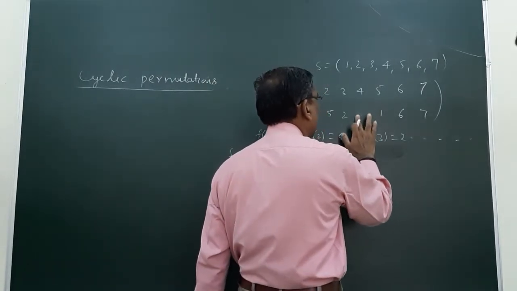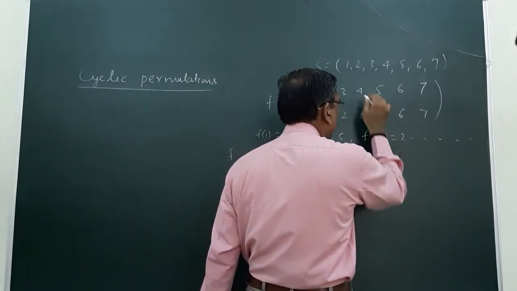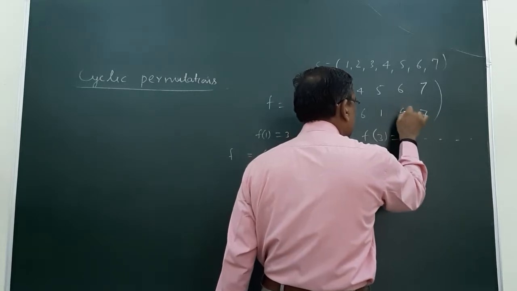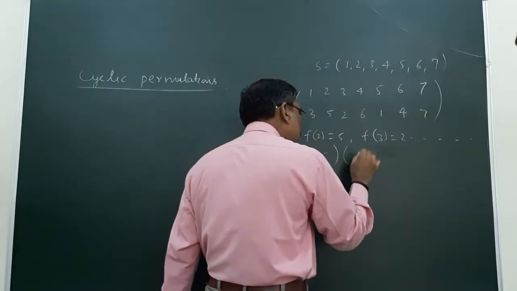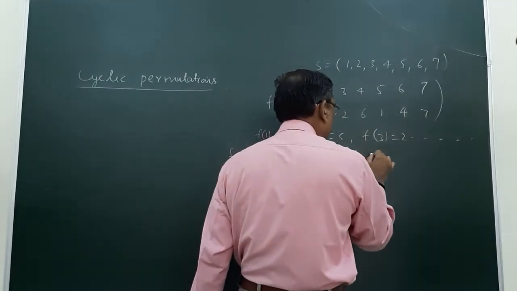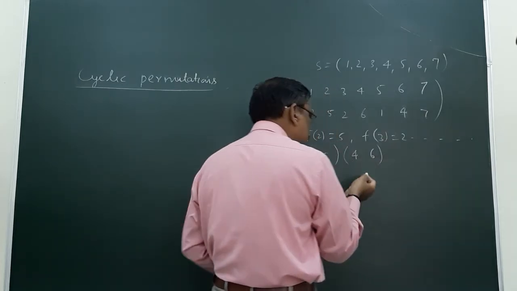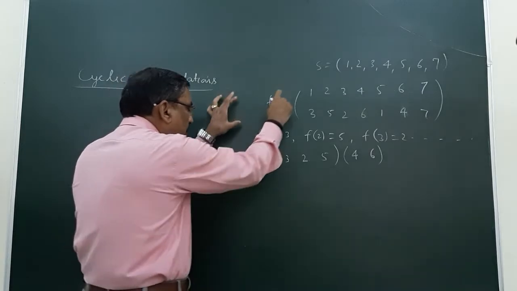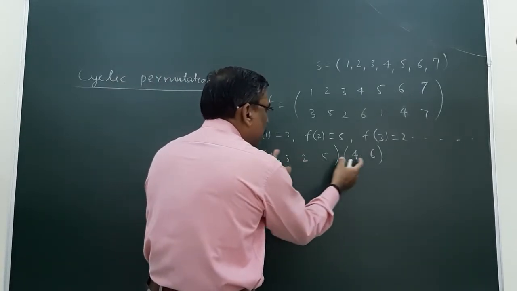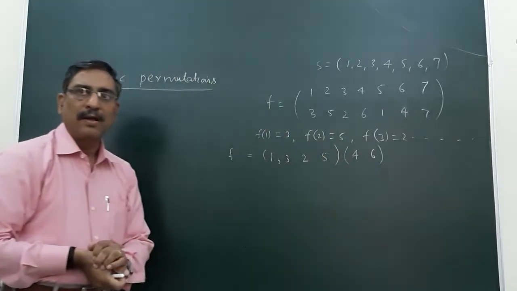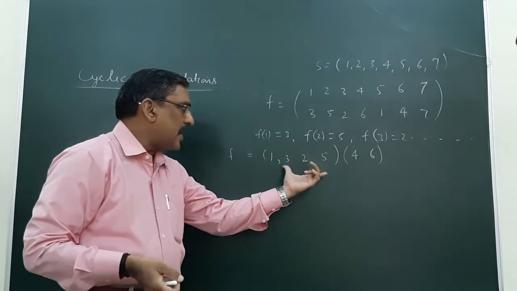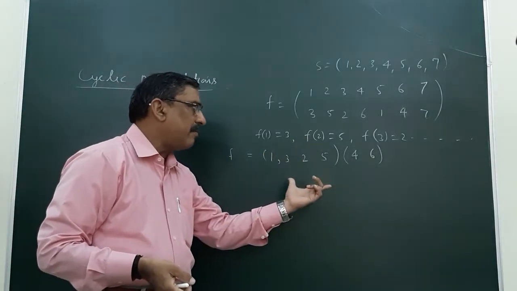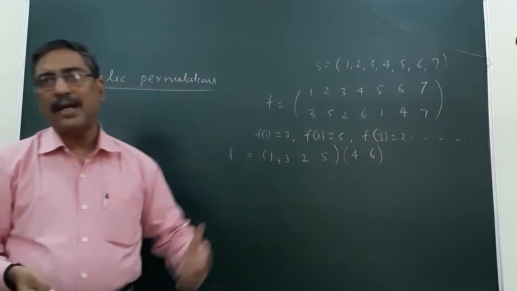Say, for example, the image of 4 is 6 and the image of 6 is 4. So I can also write this permutation as two disjoint cycles. Disjoint cycles means cycles which do not have any common elements.